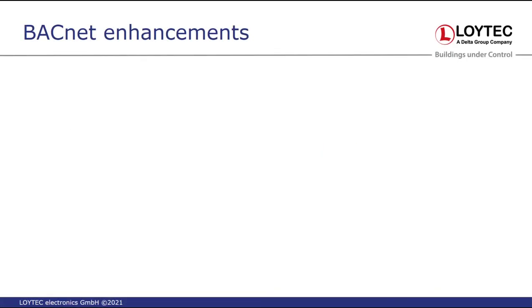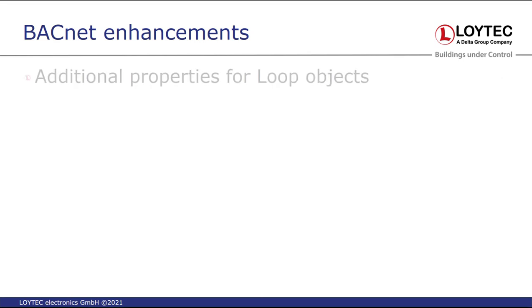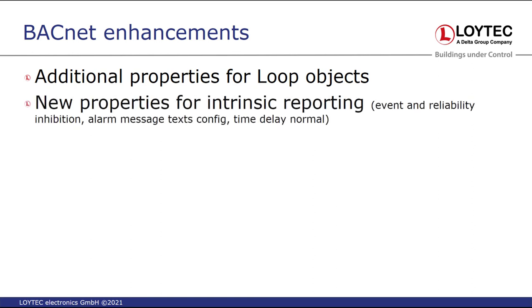The BACnet implementation now supports additional functions that correspond to the AMEV AS-B profile. This contains additional properties for the loop object, such as update interval, minimum output, and maximum output. The newly added intrinsic reporting supports alarm messages that can be configured via the BACnet operator workstation, time delay normal for the reset delay, and event algorithm inhibit, which can be used by the OWS to temporarily switch off the algorithms.